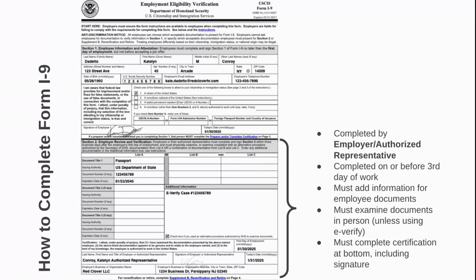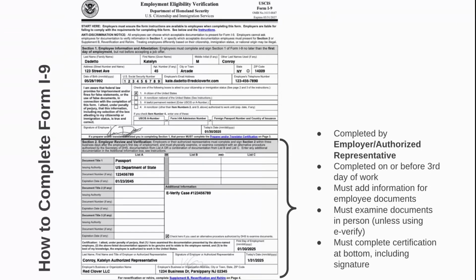Section 2 of Form I-9 is the employer review and verification. This is completed by the employer or an authorized representative of the employer. Brian, who can be an authorized representative? Anyone, but be careful. Anyone. But be careful, that's a good note. So anyone can be the authorized representative. This section must be completed on or before the employee's third day of work.